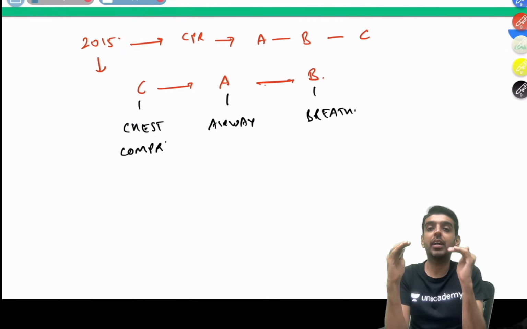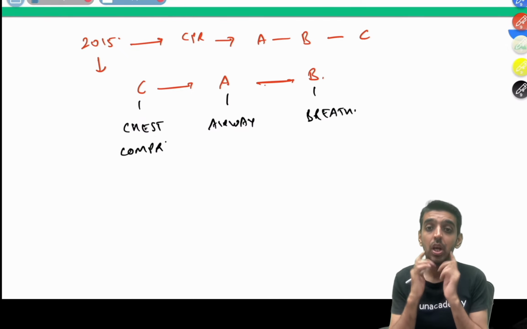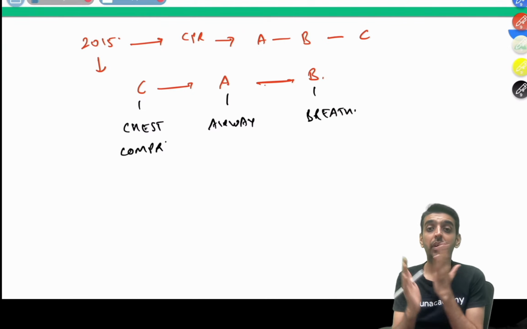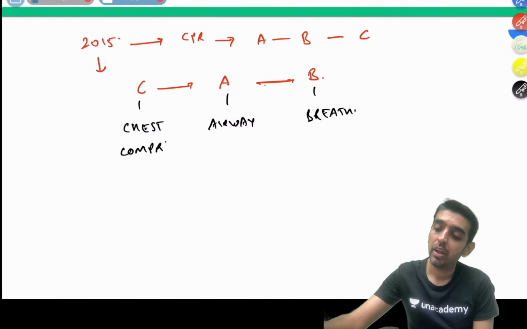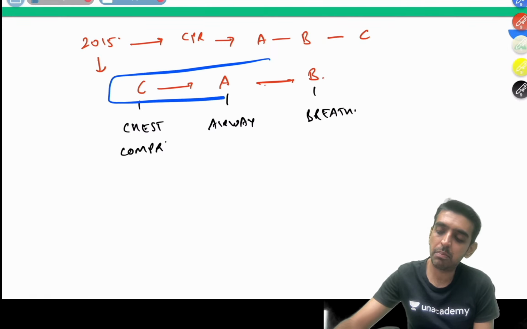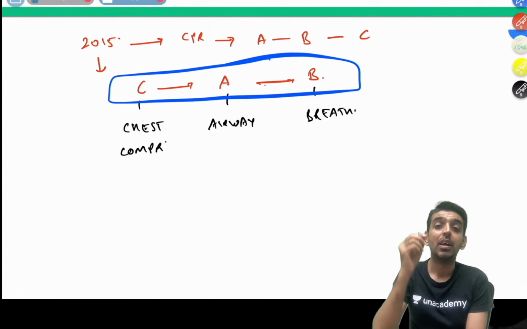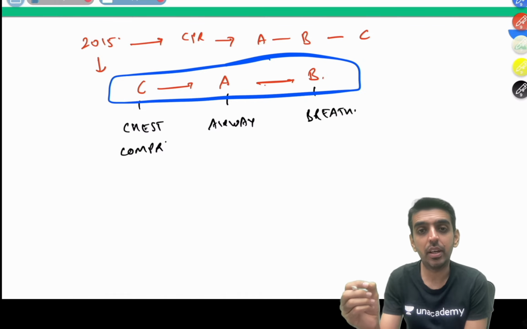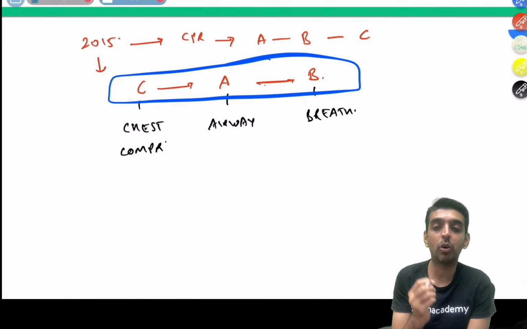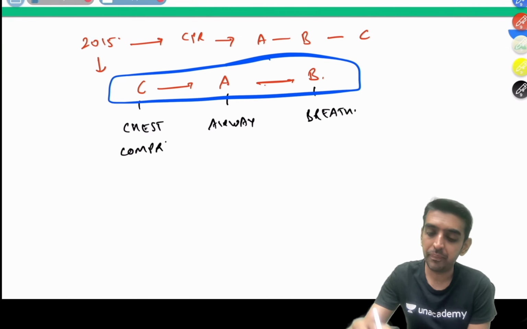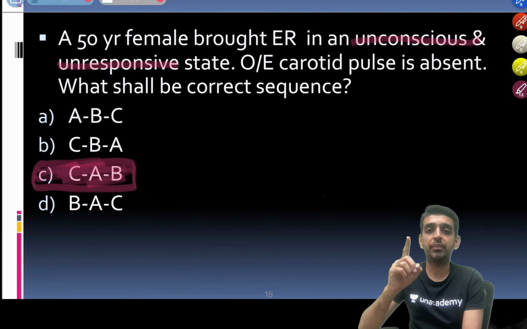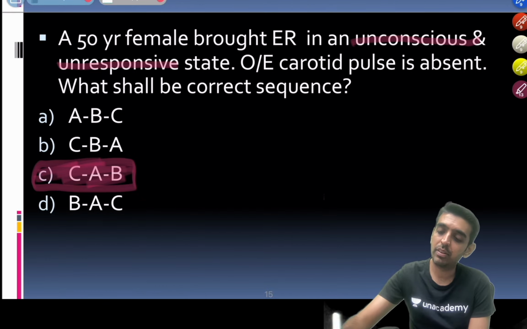Till 2015, we first gave air to the patient, maintained the airway, gave breath, and then started chest compressions. But now we follow CAB. We first start with chest compressions, then we manage the airway, and then we give mouth to mouth breath. Everybody, so the correct sequence is CAB. Understood this question?